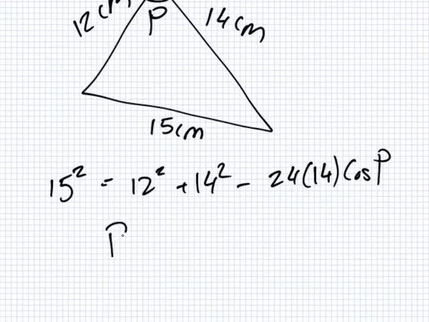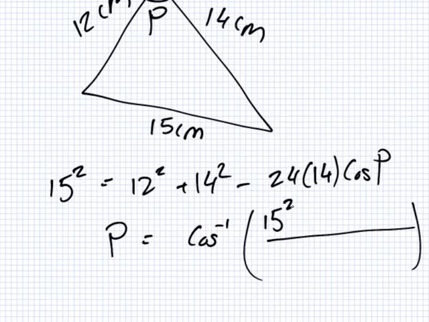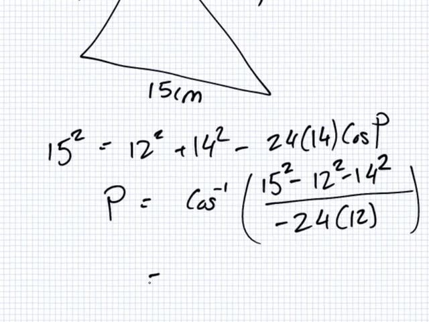So that means P will equal cos inverse, when I rearrange this, 15 squared minus 12 squared minus 14 squared over minus 24 times 12. So if someone can just hit that in, please, in degrees mode. I got 70. 70 exact? That's what I got. 69.9? We'll go with that then. So, 70 is what it is.